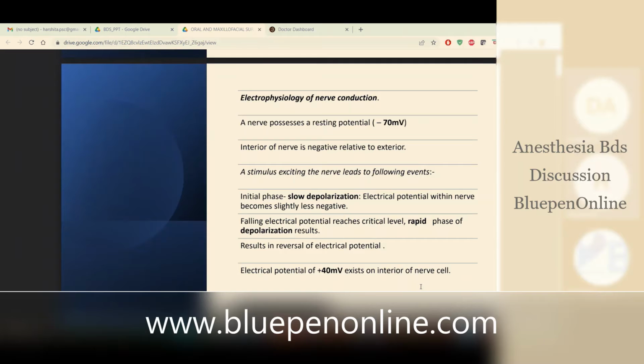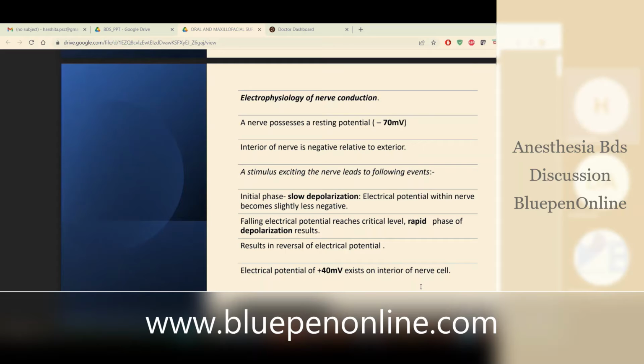Now, Dr. Harshida, what happens in the electrophysiology of nerve conduction? Okay, so basically electrophysiology is nothing but what actually happens when a stimulus comes and hits the nerve. To be more precise, a resting nerve will always have a negative potential of minus 70 millivolts. The interior of the nerve is usually negative compared to the exterior of the nerve. So when a stimulus strikes your nerve, there will be a series of events. The first one is depolarization, then a rapid phase of depolarization where you will see the reversal of potential, and then there will be repolarization.